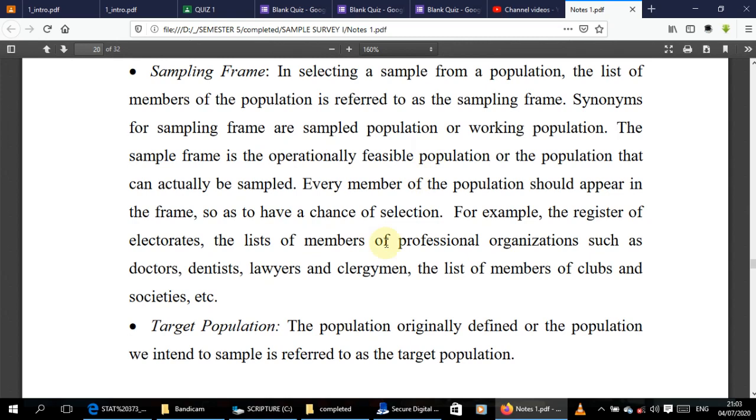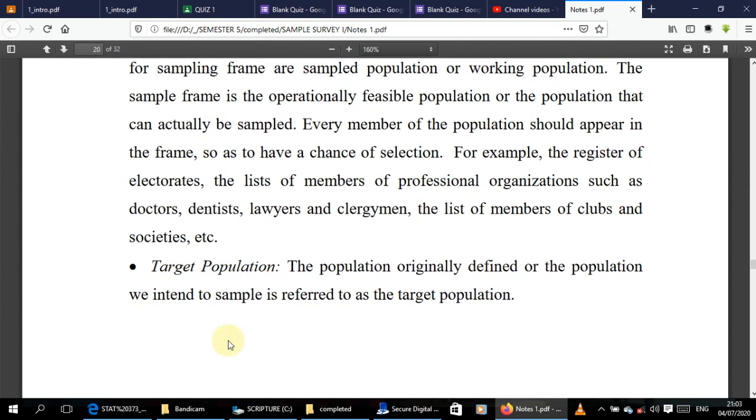And then the target population is the population where you intend to sample. The population originally defined, or the population we intend to sample, is referred to as the target population. So before you do any survey, you should know the target population. So you come into a community and you want to do a survey, look at average salary. Your target population is not the children, neither are the old men sitting in the house not working. They are people who are working, because you are talking about salary, right? So that should be your target population.